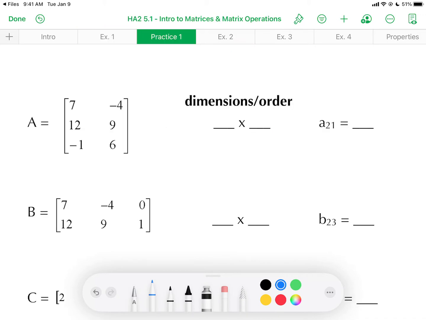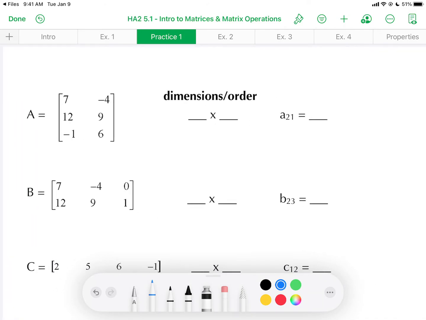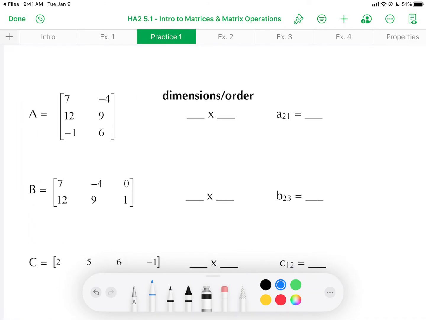Okay. So once you try practice 1 for me real quick, take a minute to fill in all those spots.